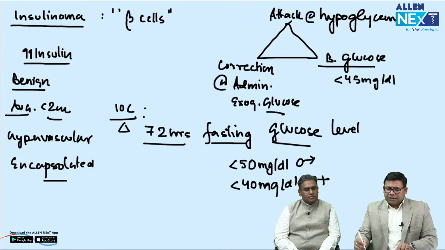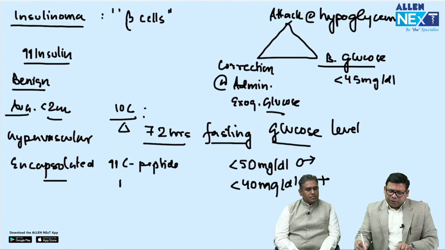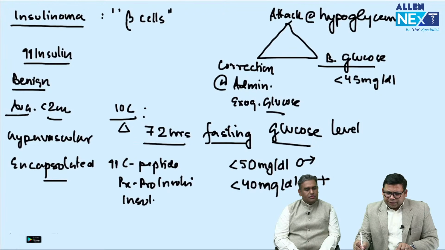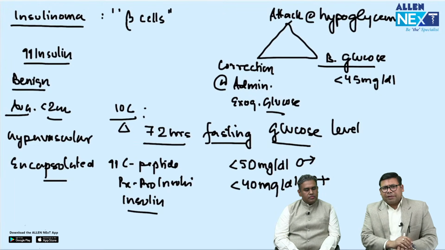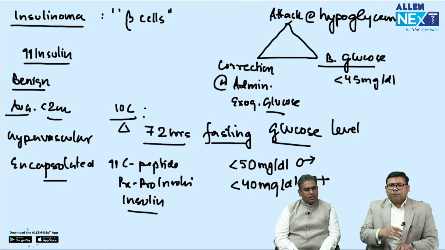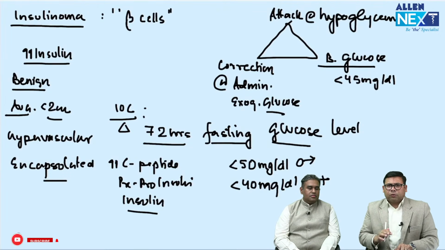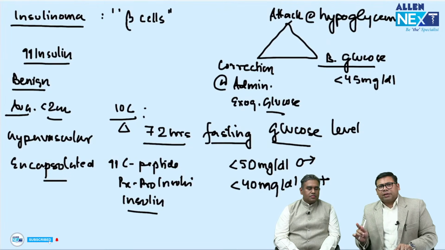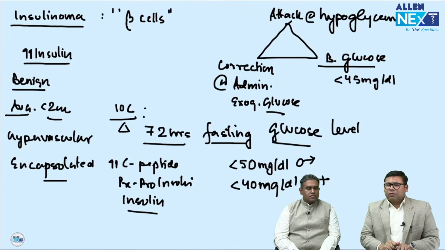Apart from this, you will see that there is an increase in C-peptide levels also. Then there is pre-proinsulin, proinsulin. So pre-proinsulin, proinsulin, everything will be elevated. Why is that? Because it is actually a tumor of the beta cells. Many times, if you take exogenous insulin in a high dose, you'll have the same things, but proinsulin and C-peptide levels will not be elevated.